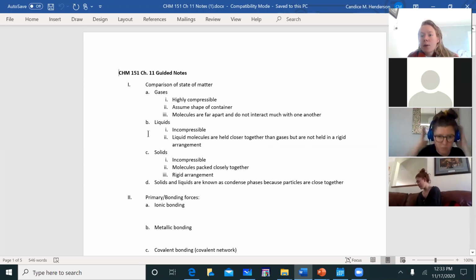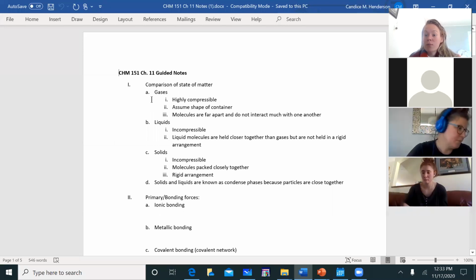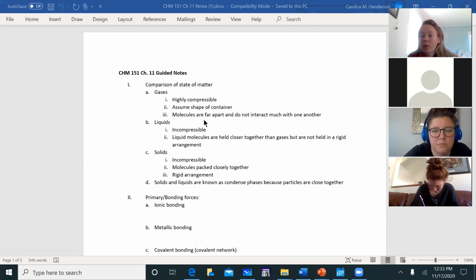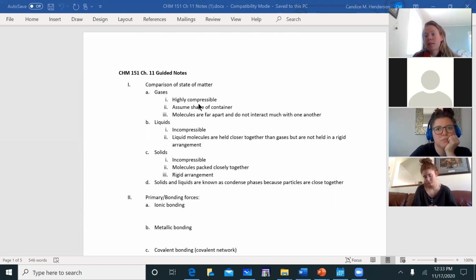So we've got gases, liquids, and solids. And if you all remember, gases have these really unique properties that allow them to be highly compressible. They can change their volume, so they assume the shape of whatever container they're in. And the molecules are super far apart, so they have such a low density that the particles very, very rarely interact with each other. And because of these qualities of a gas, they can follow the gas laws.